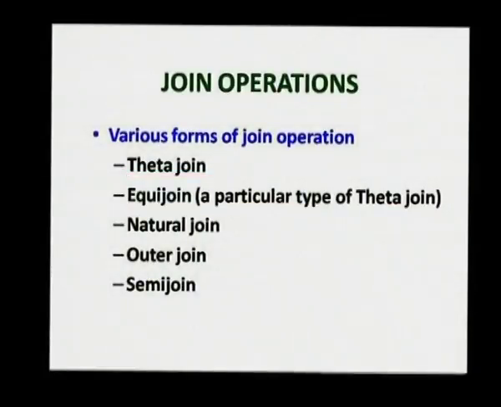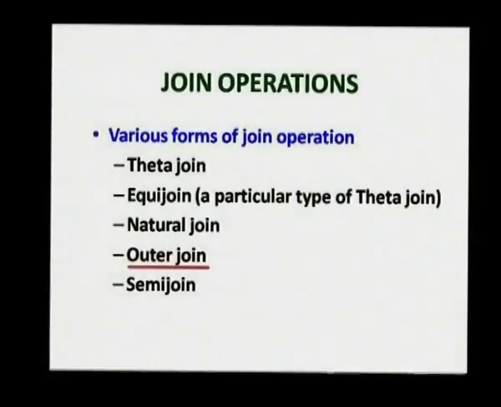As I already told you, there is not one type of join operation, there are a number of join operations. One is called theta join, then we have equi-join, which is a particular type of theta join. Then we have natural join, which is the most used join. Join is the most used operator and natural join is the most used join operator. Then you have outer join, in which you have two types, left outer join and right outer join, and in addition you have something called a semi join. We will look at each of these as we go along. This is just to give you an idea of what we mean by these things.